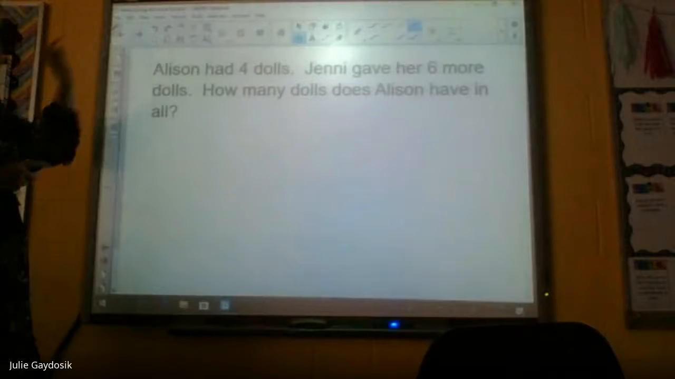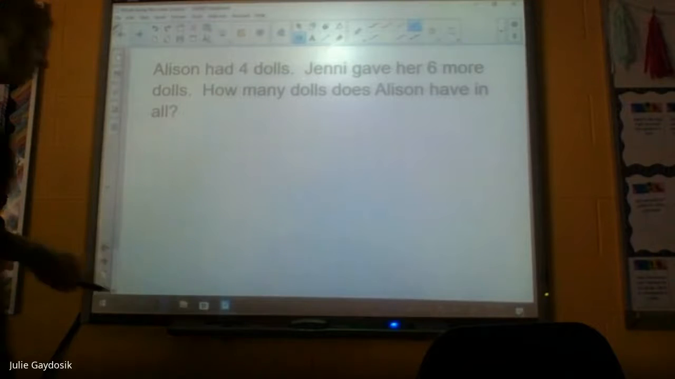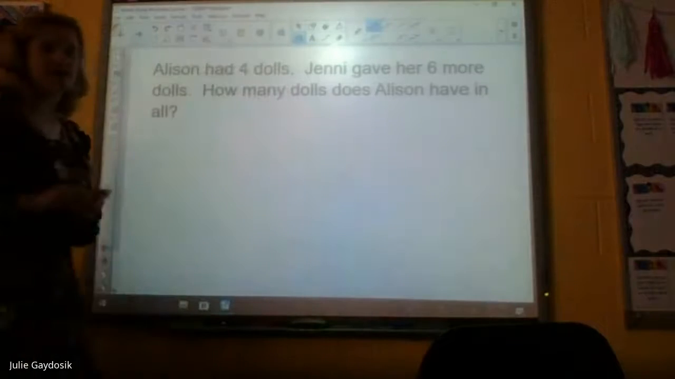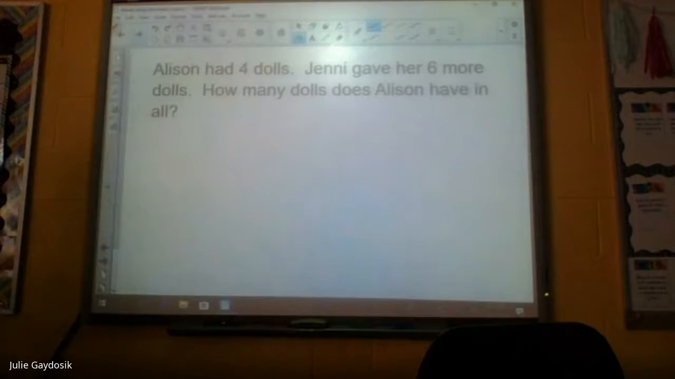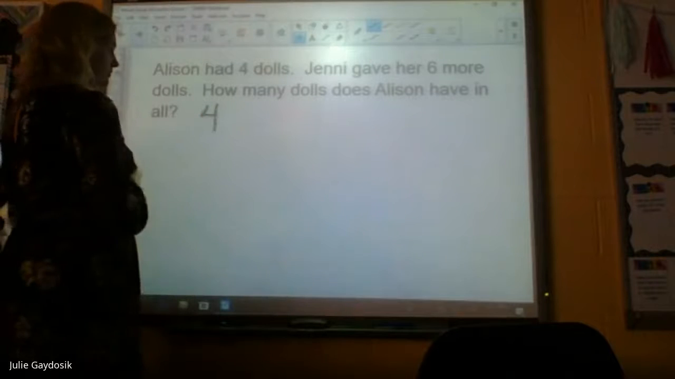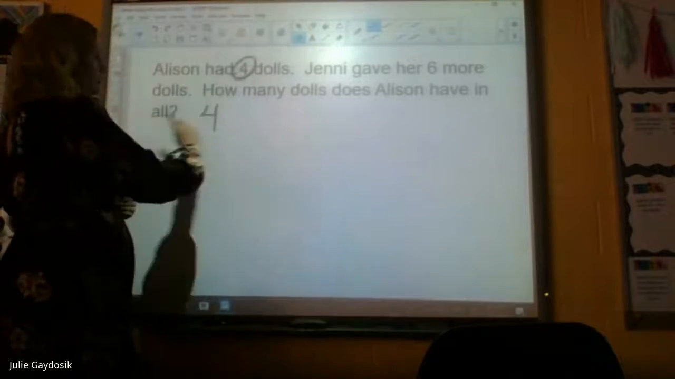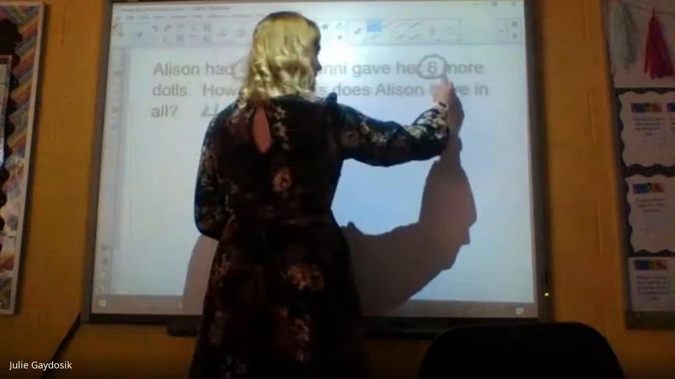All right. We're going to go on to this word problem. This word problem says, Allison had 4 dolls. Jenny gave her 6 more dolls. How many dolls does Allison have in all? Now, what is the first thing I should write? I should write an equation first. So Allison has 4 dolls, right? Allison has 4. Jenny gave her 6 more.